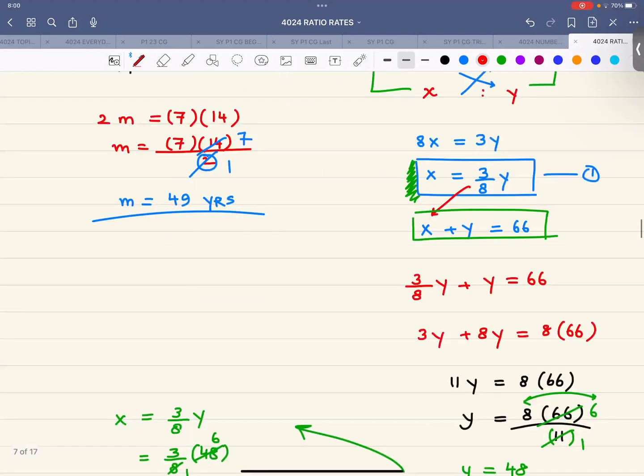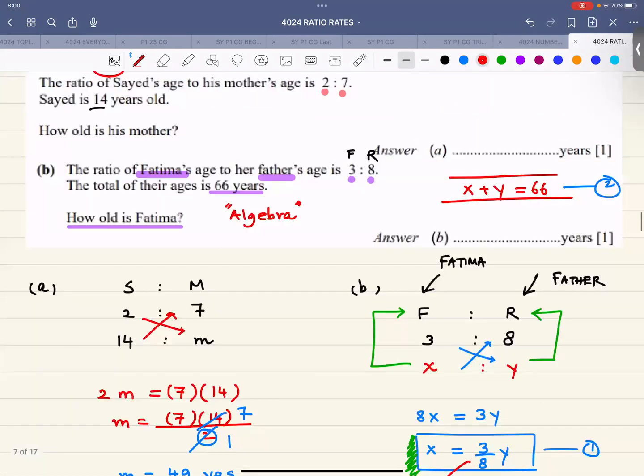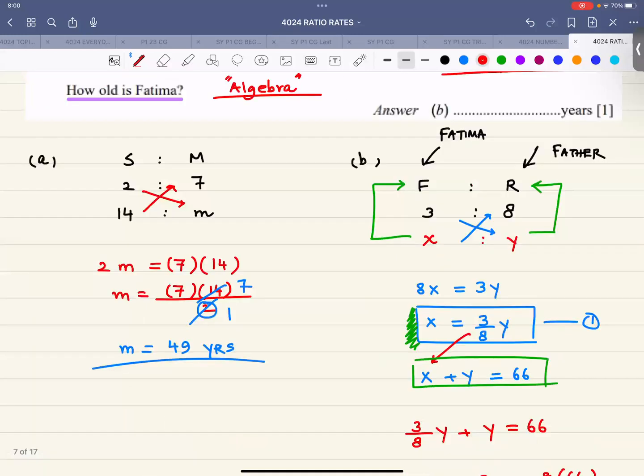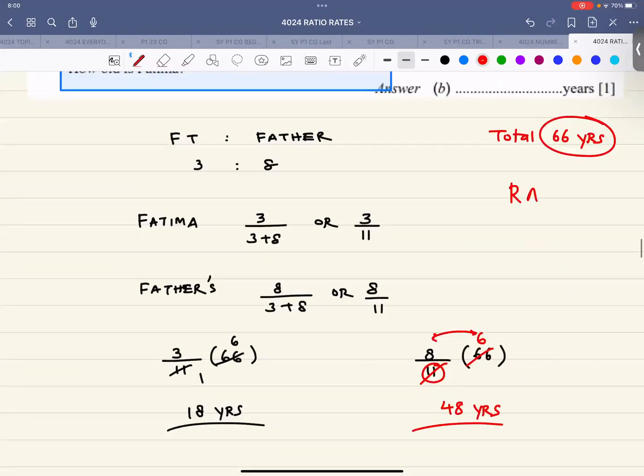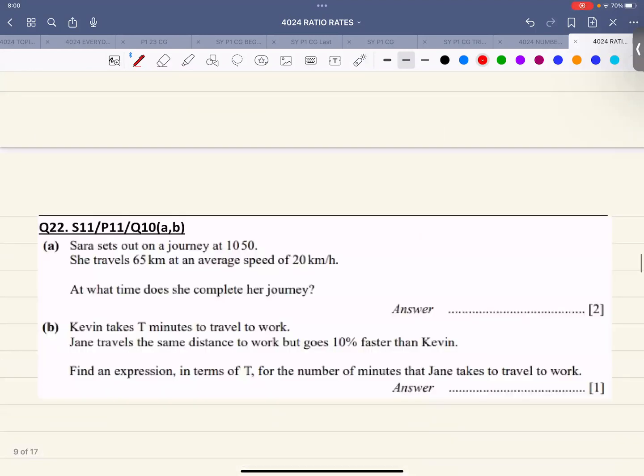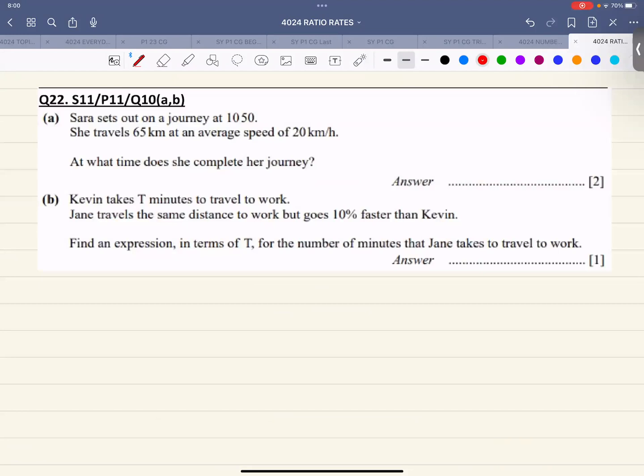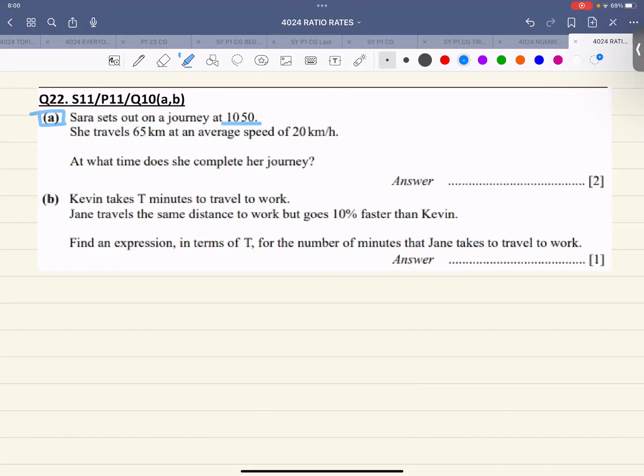So yes, there is this option also, that is about algebra. If it's x and y, that's how you can work it out. But basic arithmetic, ratios rule the game once again. So ratios really make things simpler. Now let's move on to this particular question. I'm focusing on the first part now. Sarah sets out on a journey at 10:50. She travels 65 kilometers at an average speed of 20 kilometers per hour. At what time does she complete her journey?